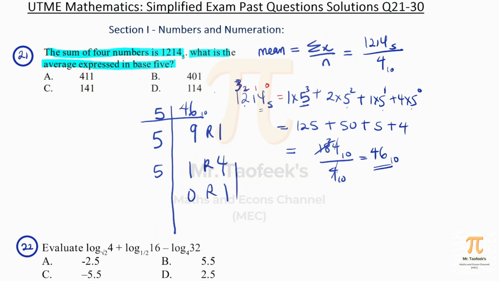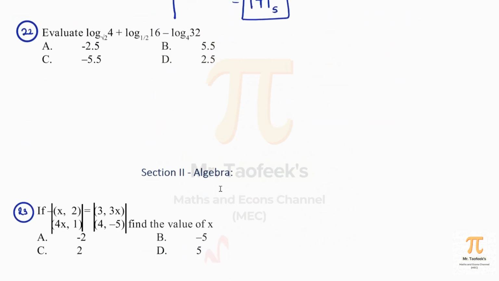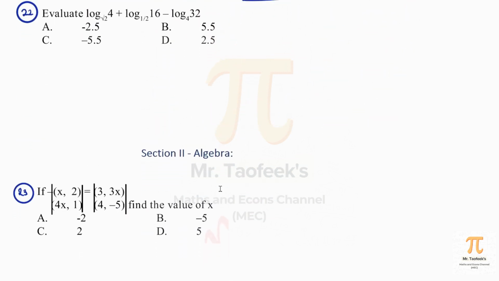And remember that you always go upwards in order to get your answer. So that will be 1, 4, 1. You basically look at the remainders and then you go upward, 141 base 5. So that's the answer to this question, and that is option A. All right, that's the first question on numbers and numeration. Let's go to the second one on number and numeration, which is the classical logarithm.